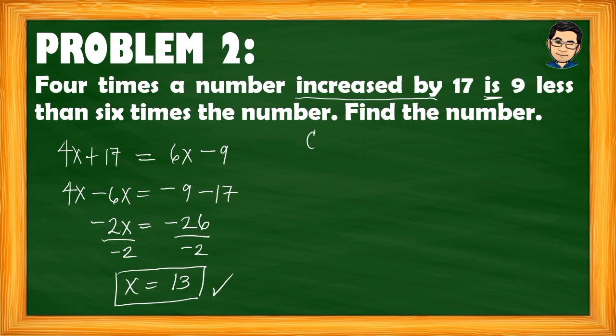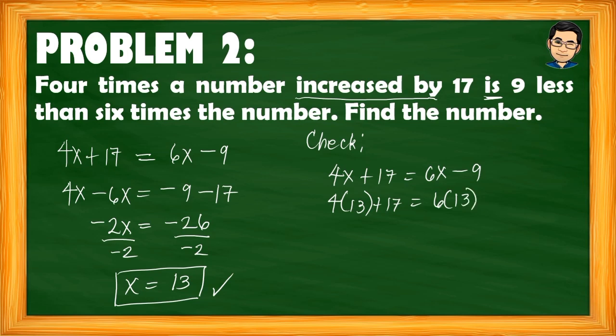Now, let's check. So, using the obtained equation, i-verify natin kung tama ba yung value natin na 13. So, we will substitute 13 to the given equation. So, that is 4 times 13 plus 17 is equal to 6 times 13 minus 9. So, 4 times 13 is 52 plus 17 equals, the product of 6 and 13 is 78 minus 9.